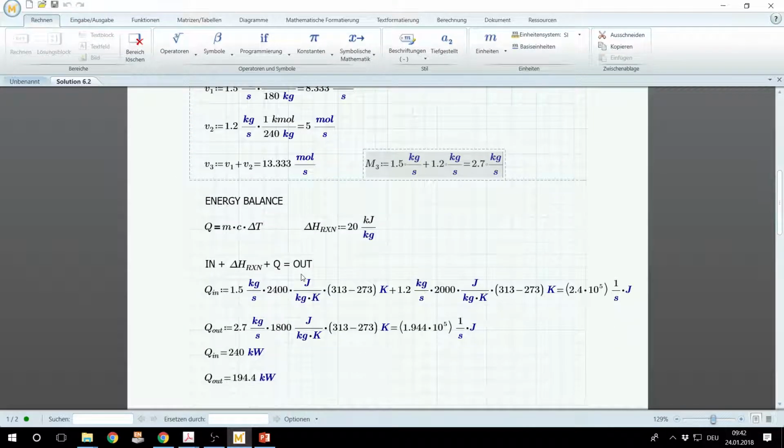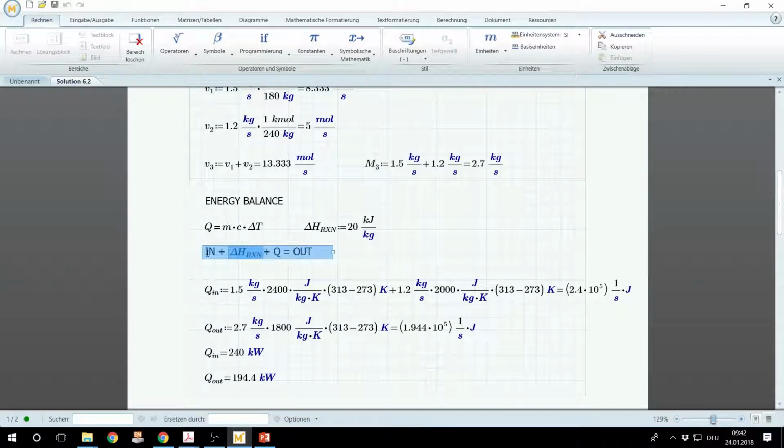So what this question is asking is that you perform an energy balance. And so the basic energy balance here is that we have some energy coming in, some energy going out, and energy that is being consumed by the reaction. We know this because the sign on the heat of reaction is positive. So this is an endothermic reaction, energy is being consumed.